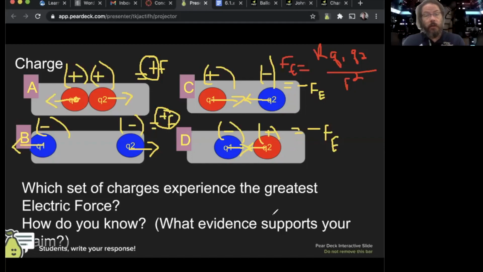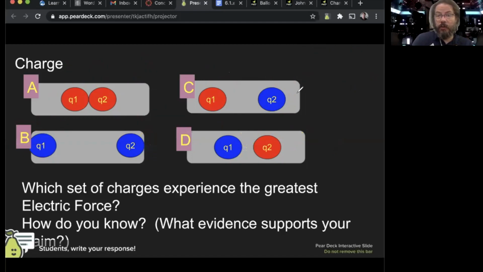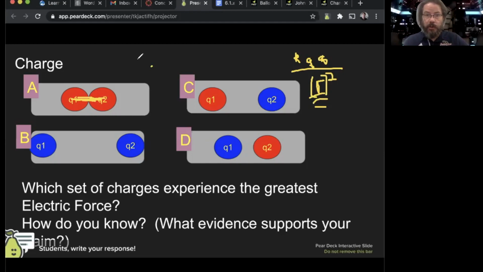So positive and negative has nothing to do with it. That leaves only distance, because the charges are all the same. If the charges are all the same, the only thing that's changing is the distance here. So which one has the smaller distance? It's this one, and it's measured from the center of one charge to the center of the other charge.